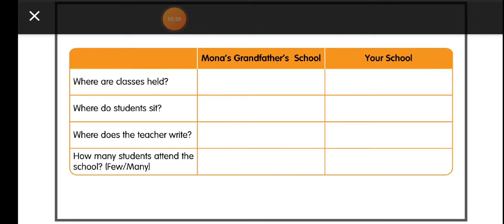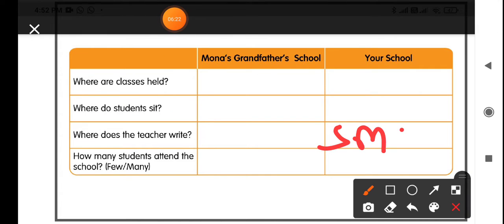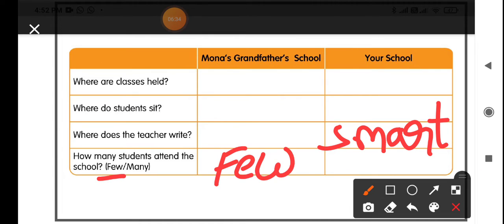Where do students sit? On mats, in Mona's grandfather's school. But nowadays you are sitting on benches. Where does the teacher write? On the blackboard. And your school teachers are writing like this, how I am writing, on smart boards. How many students attend the school? Very few. In Mona's grandfather's time, very few used to go to school. But nowadays, many are going.